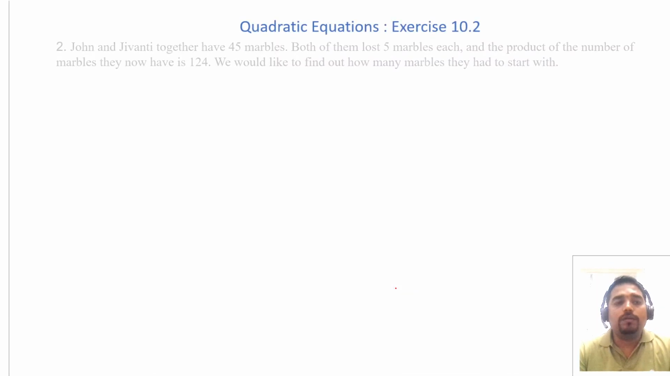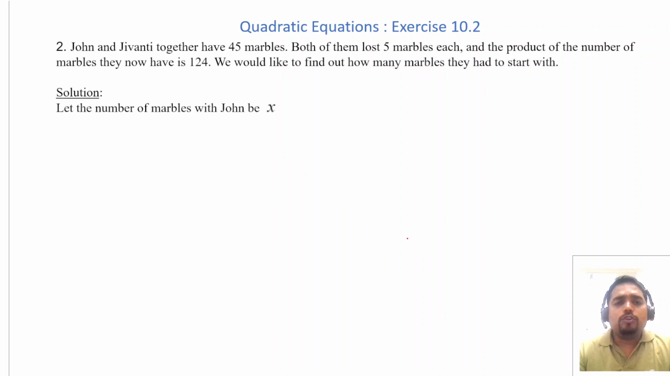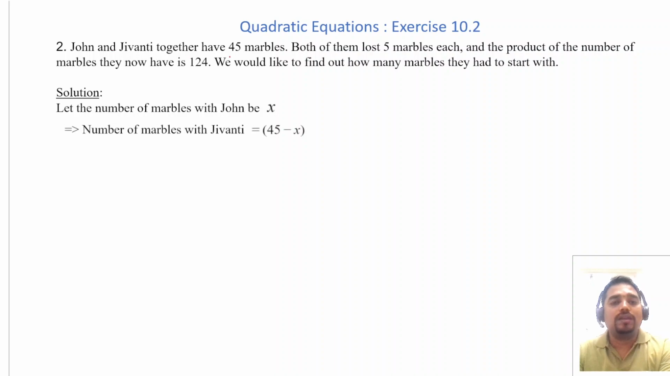So I have noted down the problem, and in order to proceed with the solution, since John and Jivanti together are having 45 marbles, let us assume the number of marbles with John to be x. If John is having x marbles, because Jivanti and John together have 45, then Jivanti would be having 45 minus x marbles.